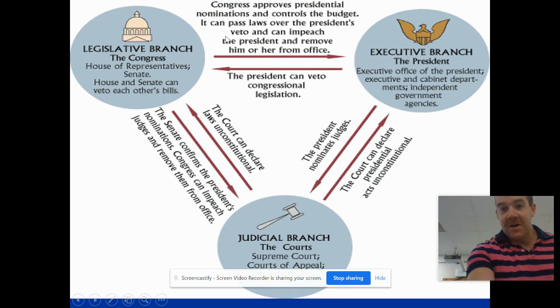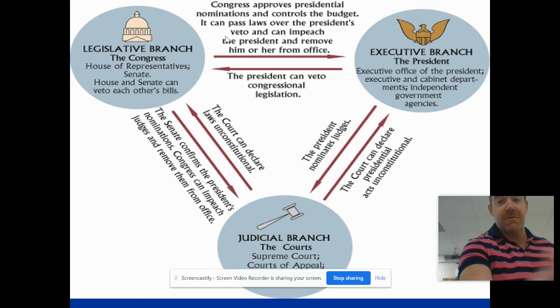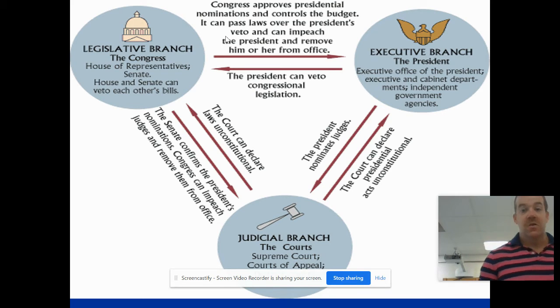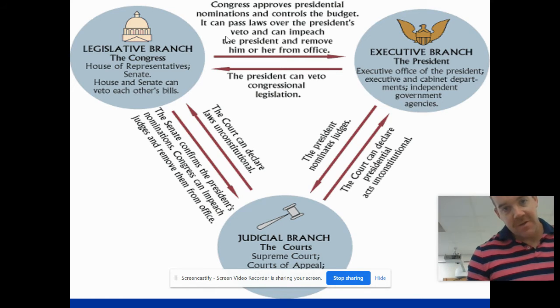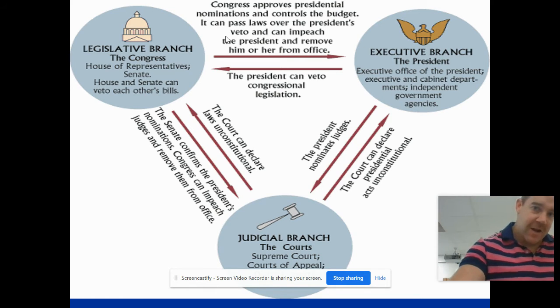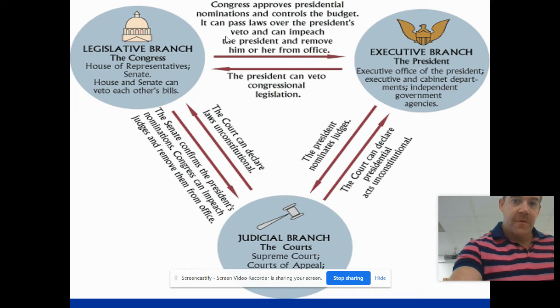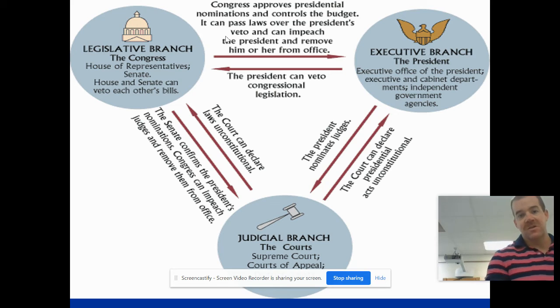Okay, so there is again. These are just examples of the checks and balances. Right? Again, the president can veto legislation. The president nominates Supreme Court judges, but then they have to be confirmed by the Senate. You can look at it. That's just an example. All right.